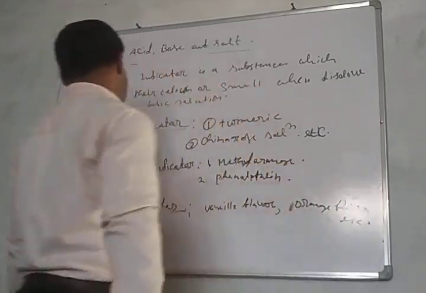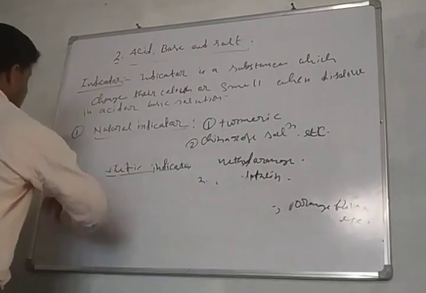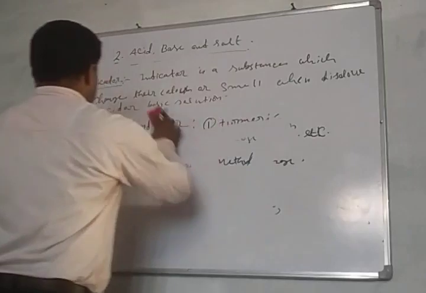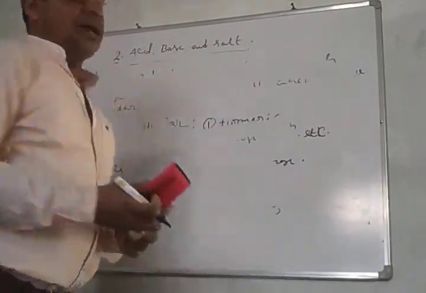So we have already discussed what an indicator is, the definition of indicator, different kinds of indicator, and their examples. After this, I will discuss the different chemical properties of acids and bases.